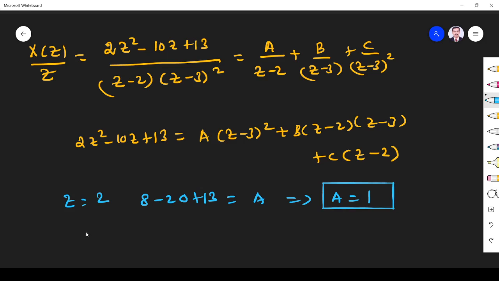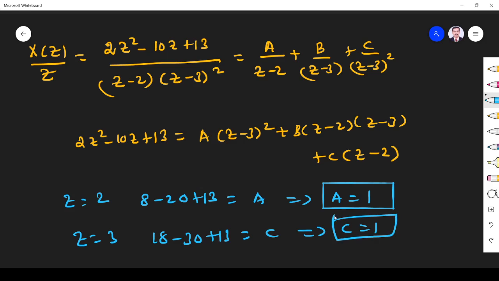Similarly, if we substitute z equals 3, what happens? 2 into 9, 18 minus 30 plus 13. The z minus 3 terms will be cancelled. So C is equal to 1. Fine. Okay.